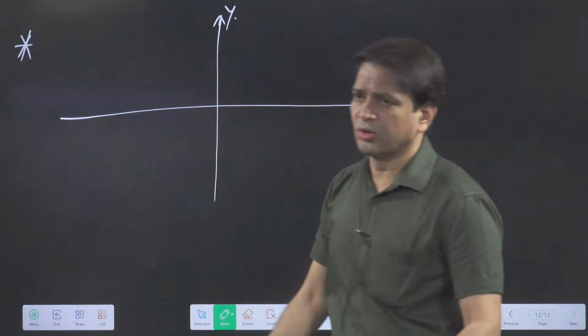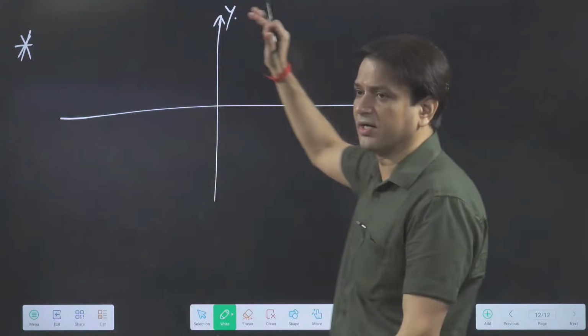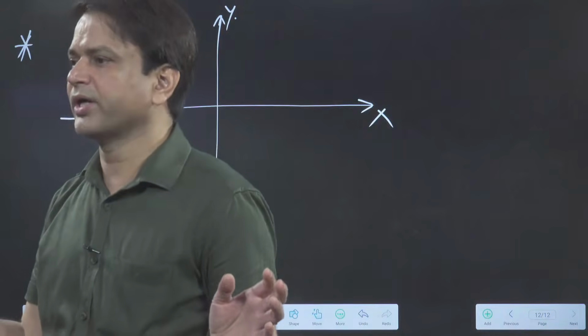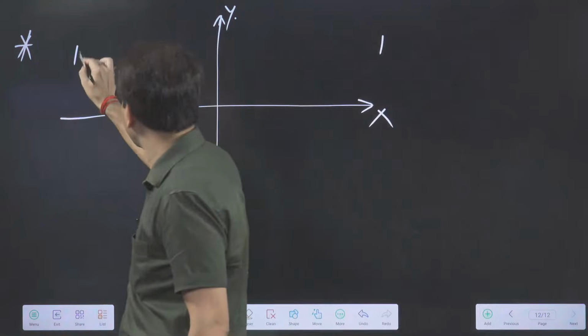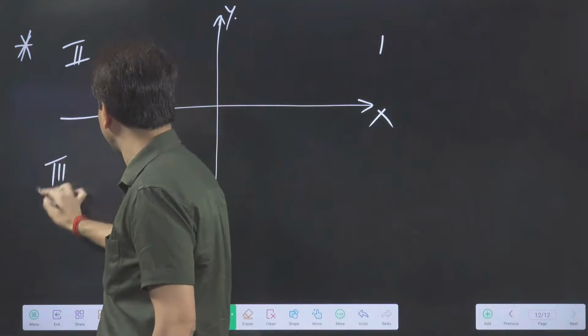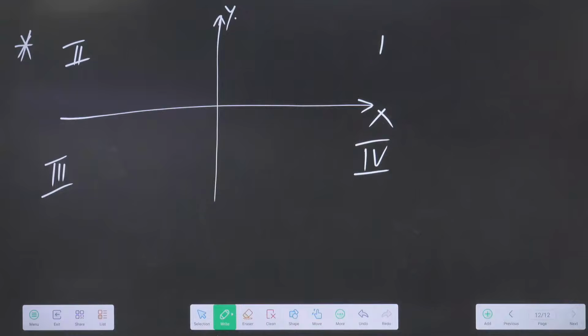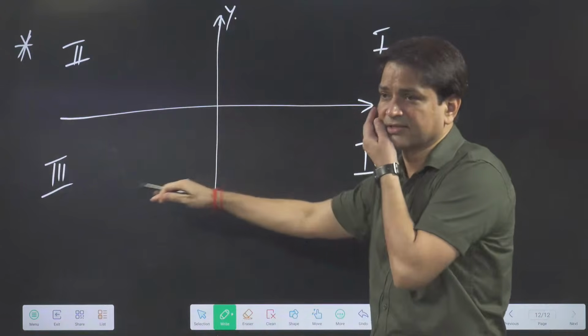So, the quadrant rule. I think everybody knows the quadrants. We are dividing the whole plane into four quadrants. This is the first quadrant, this is the second quadrant, this is the third quadrant, and this is the fourth quadrant. Does everybody know this or not? So this is the first, this is the second, this is the third, this is the fourth.